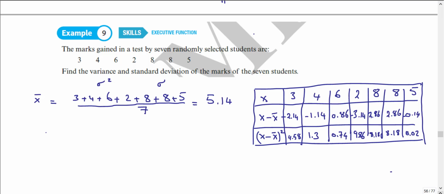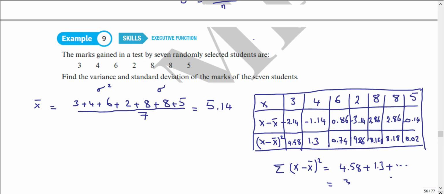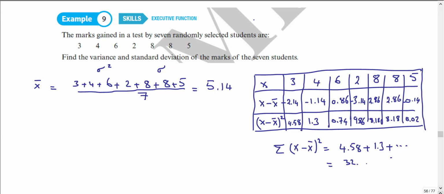The next step is to do what? Very simple. You find sigma, the sum of x minus x bar squared. You add all these values: 4.58 plus 1.3 plus all of them. Wait, sir, we add them all? Add them all. The answer will be 32.86, which is 32.9.